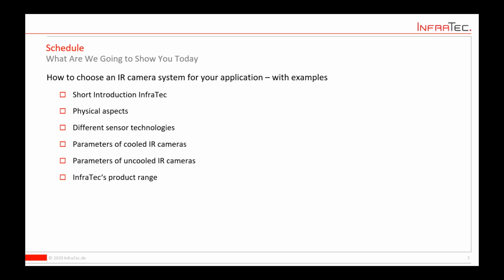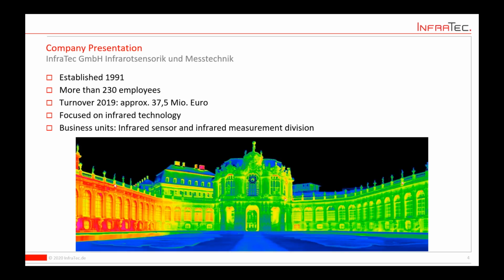So without further ado, a quick introduction about InfraTec. We are a German-based company, currently approximately 230 employees. InfraTec was founded in 1991 by our two managing directors. We have grown quite nicely over the last 30 years, nearly. And we are focusing on two business units.